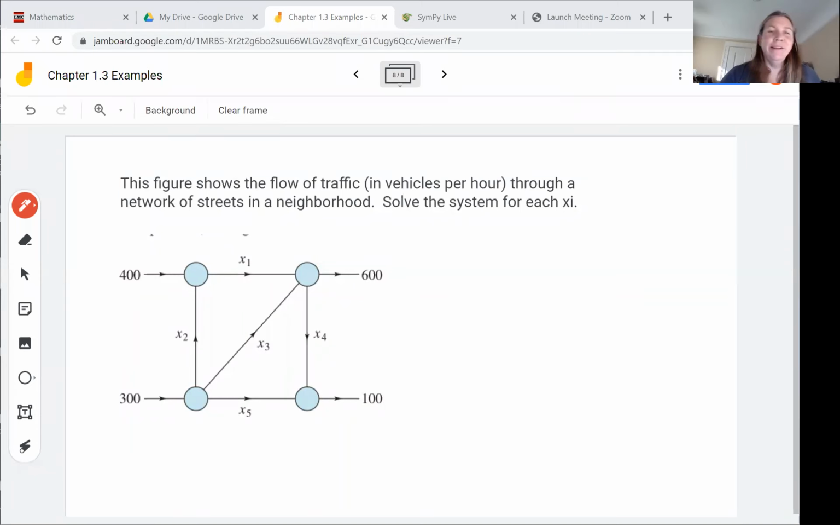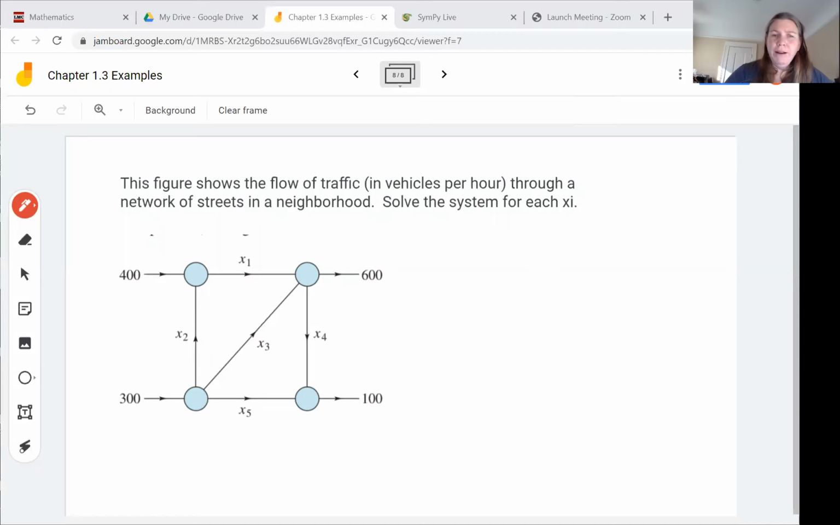In this video, we take a look at solving a network using linear algebra. So we are given this figure. It shows the number of vehicles per hour through a network of streets in a neighborhood, and we're asked to solve the system for each x value. We say x sub i here, with the i standing in for the index. So we've got x1 through x5.